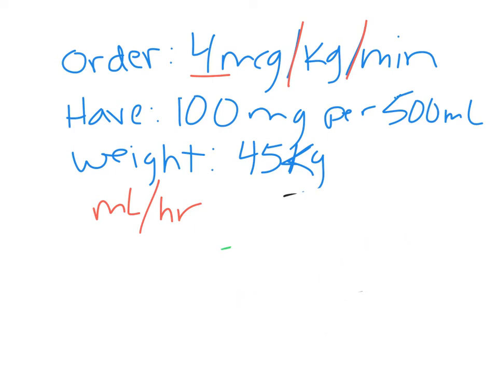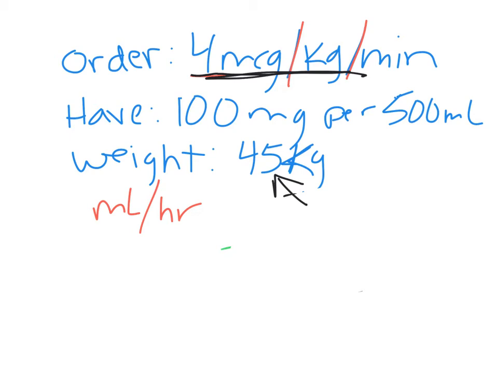Since we've got 4 up here at the top, what's been ordered is 4 micrograms per every kilogram, which means they need 4 micrograms for every one of these 45 kilograms. If a person was only 1 kilogram, they would only need 4 micrograms of dosage. If they weighed 2 kilograms, they would need twice that, so we would take 2 times 4. If they weighed 15 kilograms, they would need 15 times that dosage. In our case, since it's 45 kilograms, they would need 45 times the dosage.